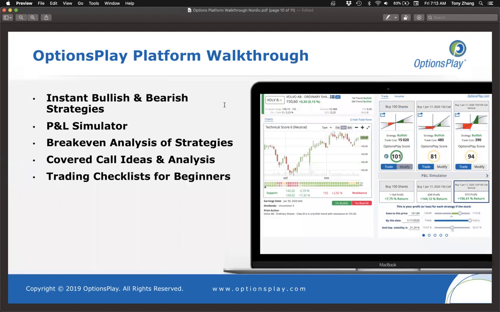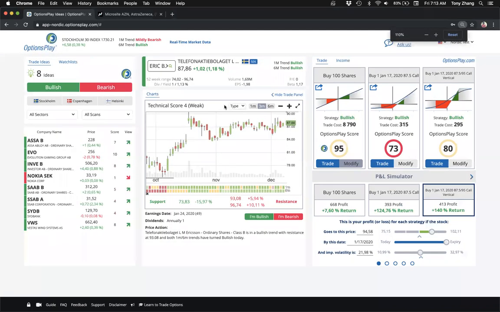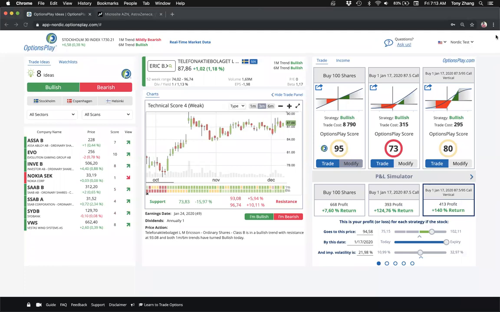So with that, let's jump into OptionsPlay, because that's what we're here for. OptionsPlay is the tool that you have access to free of charge. I'll make this a little larger so everyone can see on your screen.